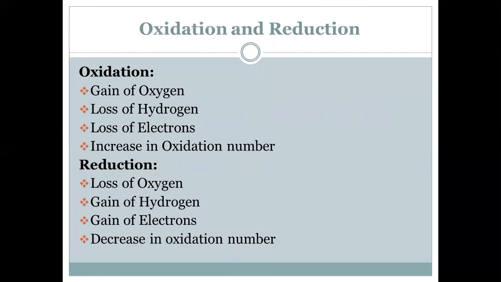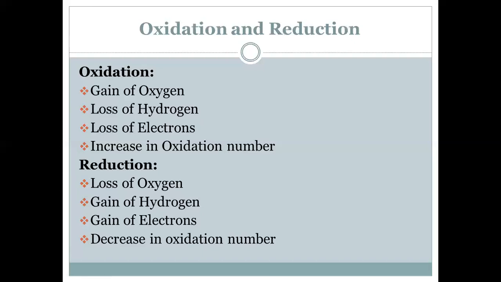What is oxidation? Gain of oxygen is called oxidation. Loss of hydrogen is called oxidation. Loss of electrons is called oxidation. And increase in oxidation number of atoms of an element is called oxidation. Reduction is the opposite of oxidation. Gain of oxygen is oxidation, so reduction is loss of oxygen. Loss of hydrogen is oxidation, so gain of hydrogen is reduction. Loss of electrons is oxidation, so gain of electrons is reduction.